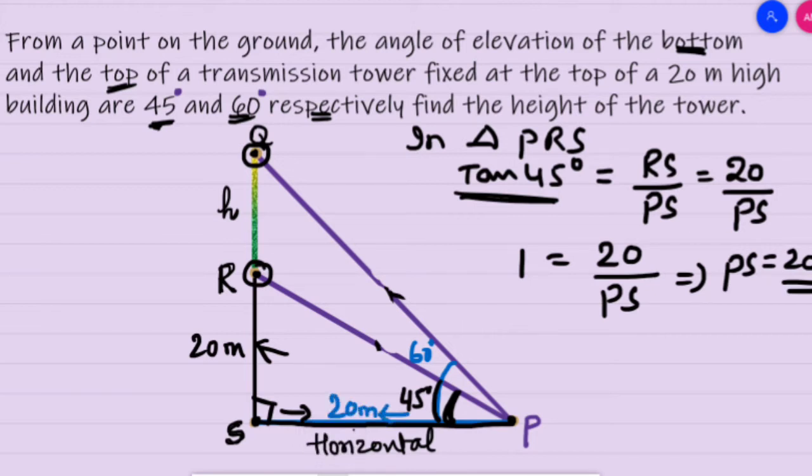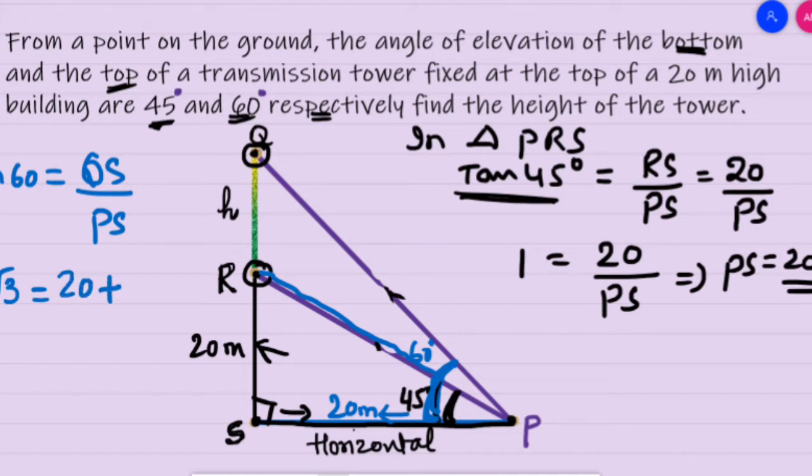Okay. Now once you know this PS and RS, let us go for tan 60. How much is tan 60? See, tan 60 will be again O by A. So in front of the tan 60 angle, which side is there? QS side is there. QS by PS. Now what is the value of tan 60? Tan 60 is equal to root 3 and you don't know QS. But you know QS is equal to RS plus QR, that means 20 plus h, divided by PS.